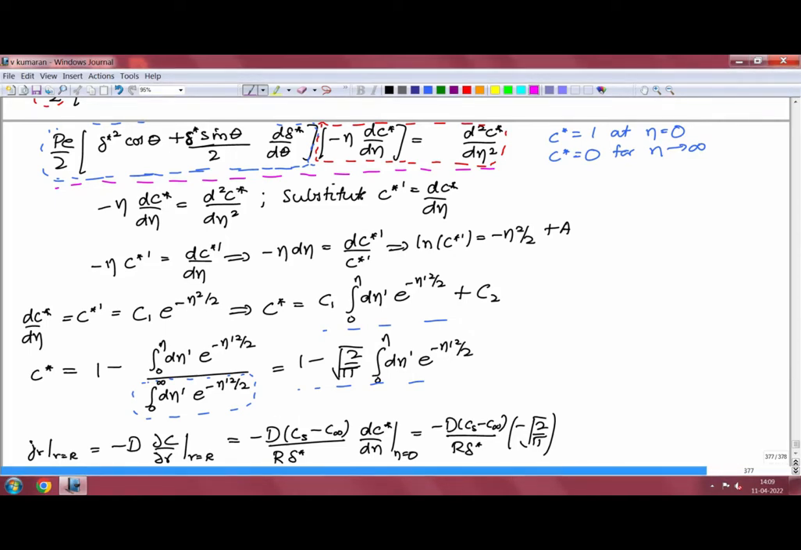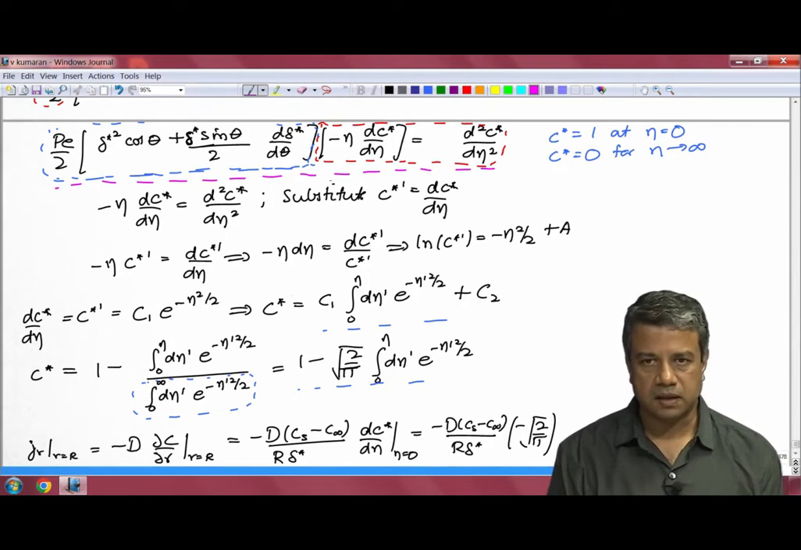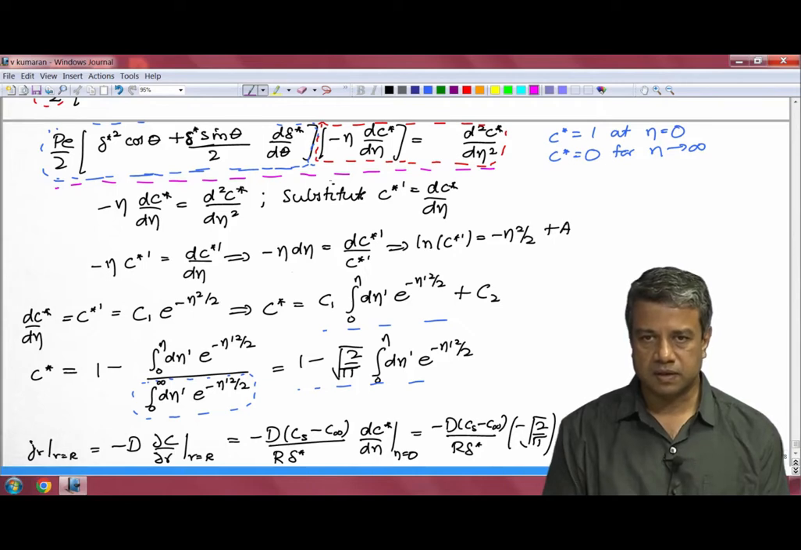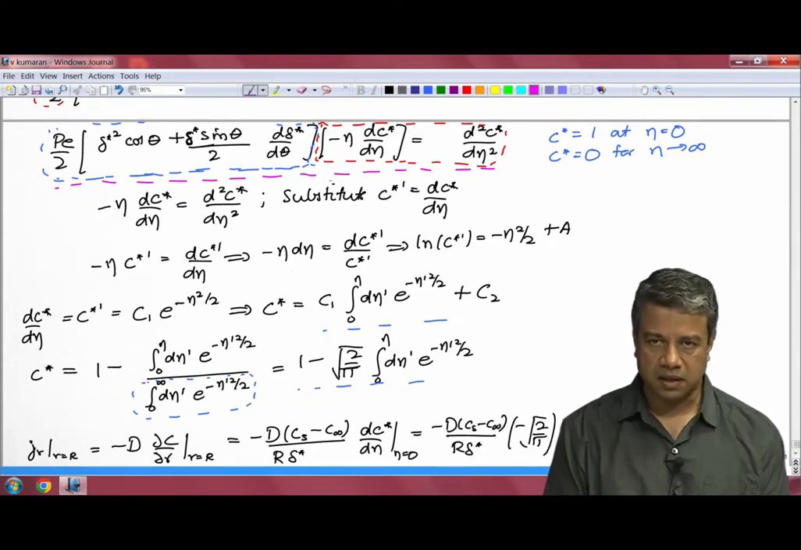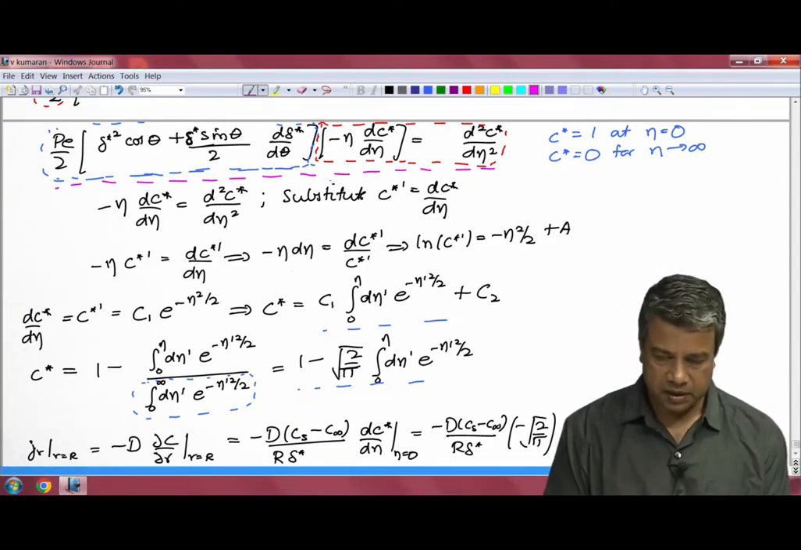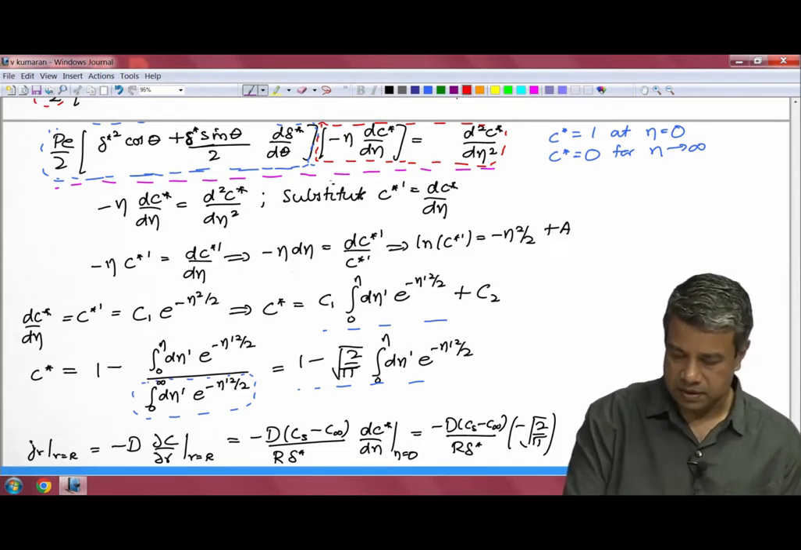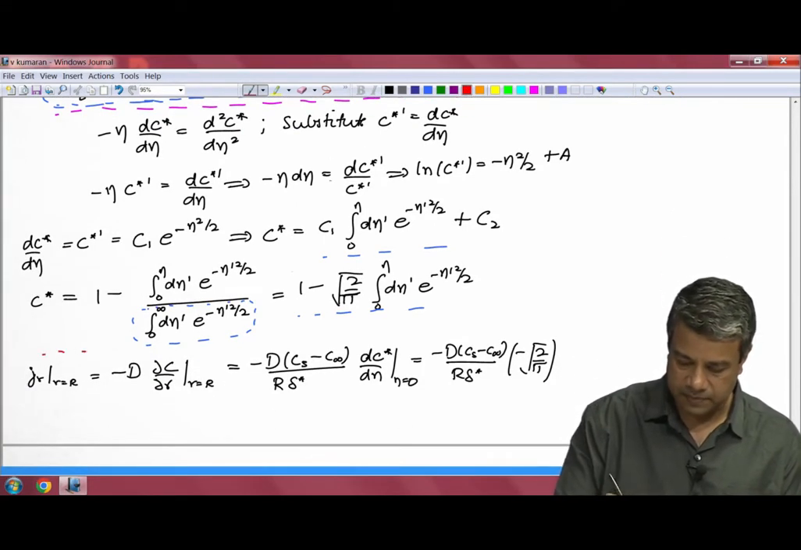The term in blue is dependent on theta, and in order to get a similarity solution, this term has to be a constant. The value of the constant will affect the dependence of the concentration on eta, but it will not affect the dependence of concentration on the original variables r star and theta. Therefore, this constant can be set equal to 1 without loss of generality. And we had solved this equation to get a solution for the concentration profile.